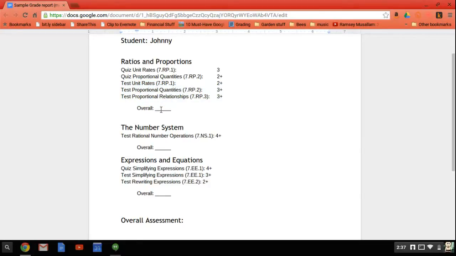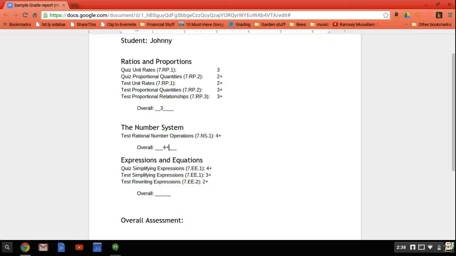And this is sort of a mid-quarter report. We're just going to say, okay, Johnny, you're pretty proficient, okay? And before this progress report ever goes home, the student would have a chance to assess him or herself, and then I would conference with the student and we would put the final grade on there. So let's look down at the number system. Only got one grade, if you want to call it that, for that particular strand, and that was a 4+.